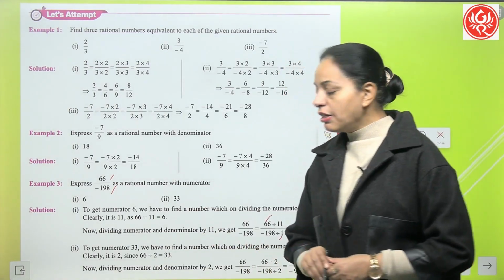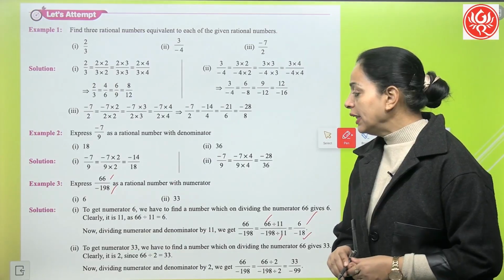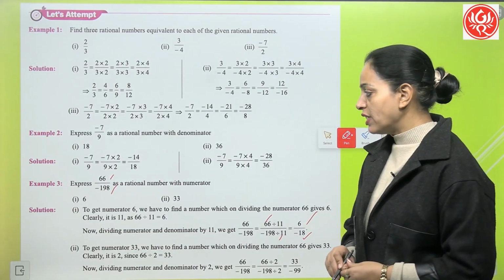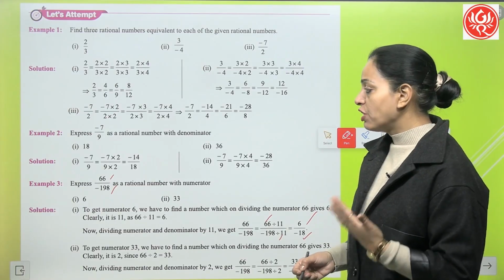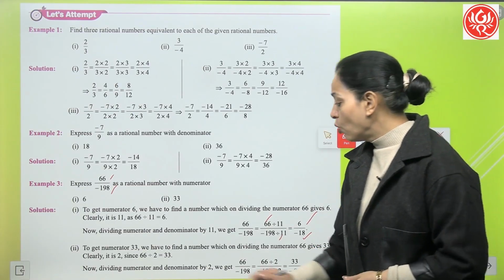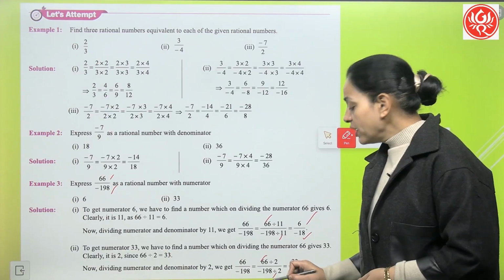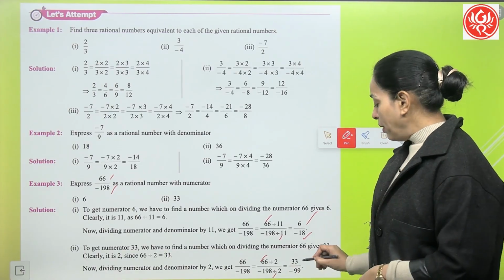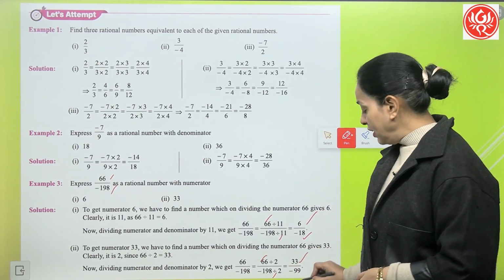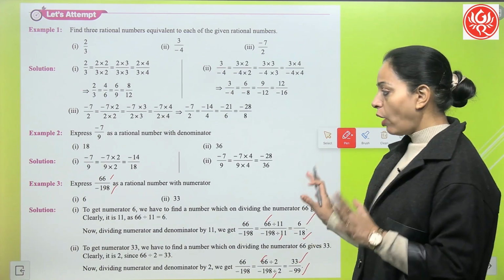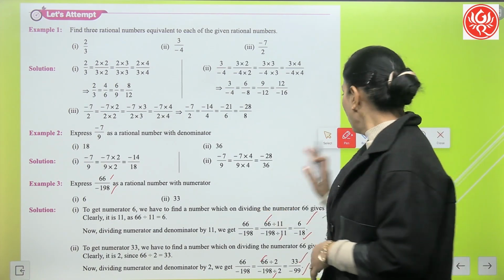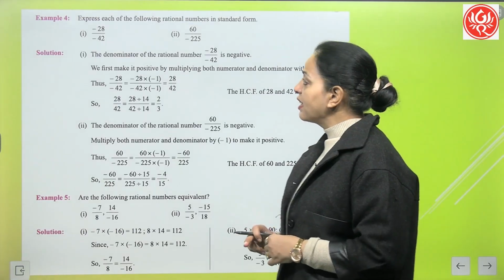Now see the second part. We want 33 as numerator. That means how will 33 come from 66? If we divide it by 2. So we will divide both by 2. So it becomes 33 and here it is minus 99. So I hope these are clear to you. Now see the next.